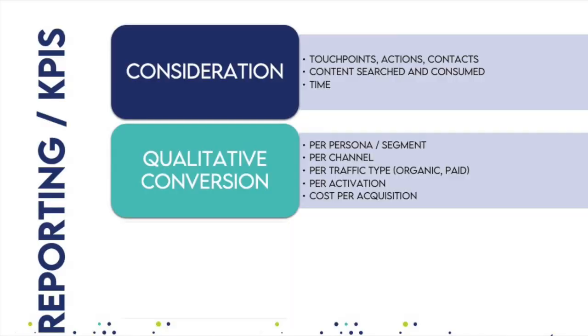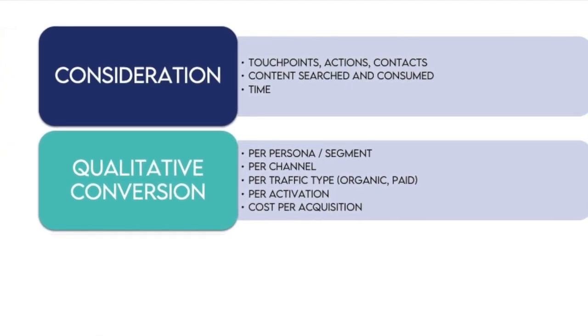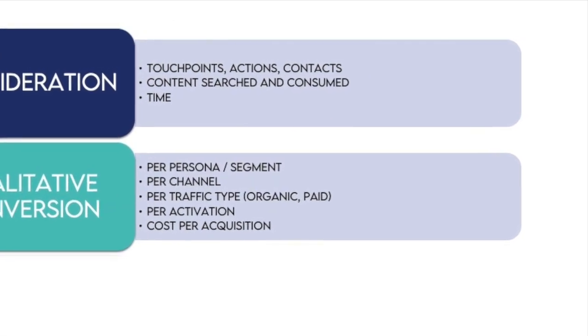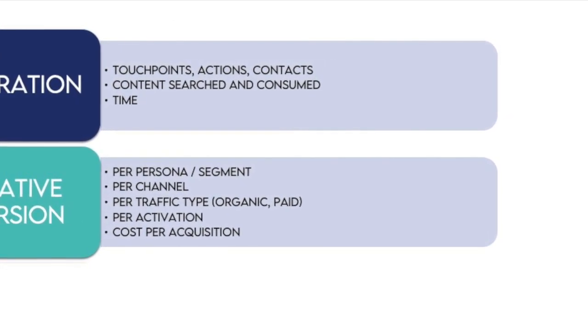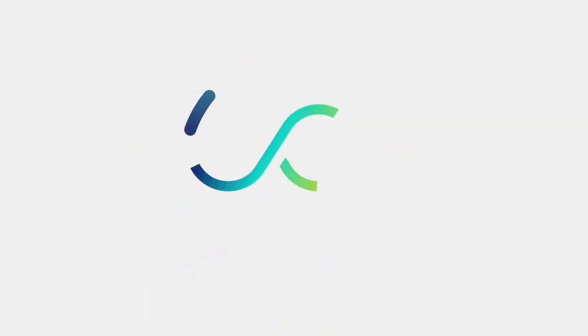In terms of conversion, I would look into qualitative and quantitative dimensions. For qualitative conversion, I suggest to look into conversion per segment, per persona, per channel, per traffic type, such as organic and paid traffic, per activation, and cost per acquisition. When looking at quantitative conversion, look into purchase value, product volume, average selling price and full price sell-through, and predictive customer lifetime value. And with the full price sell-through and the predicted customer lifetime value, I leave you now.